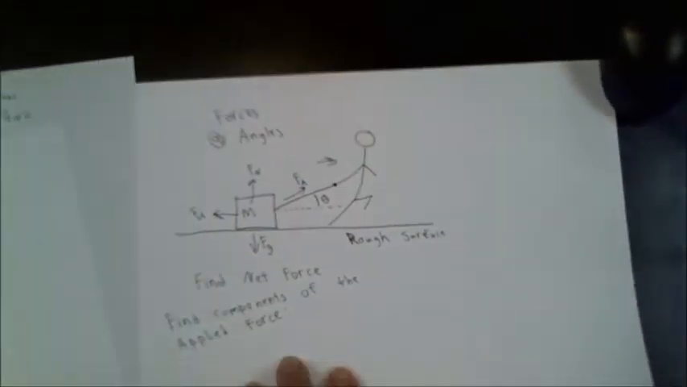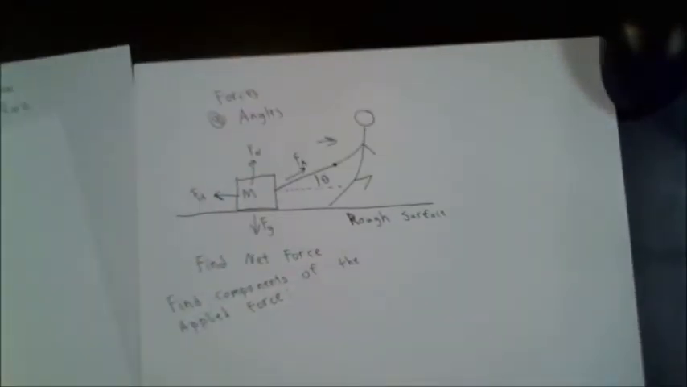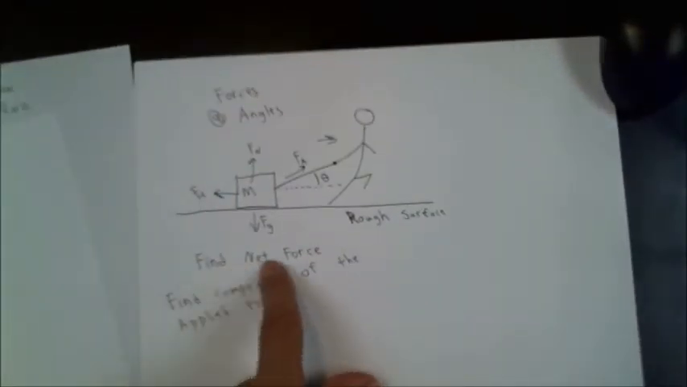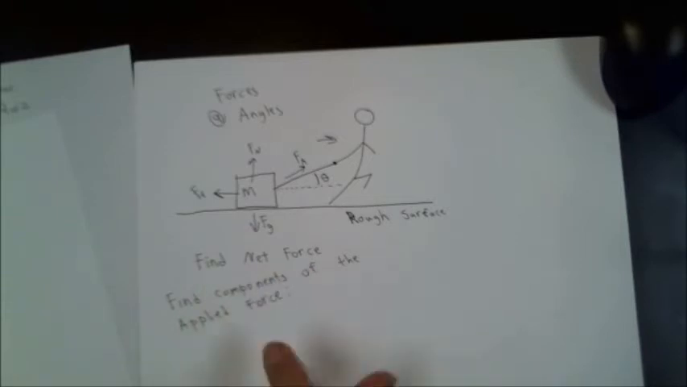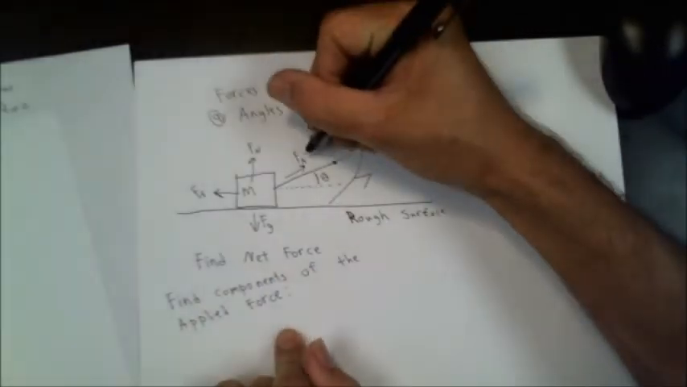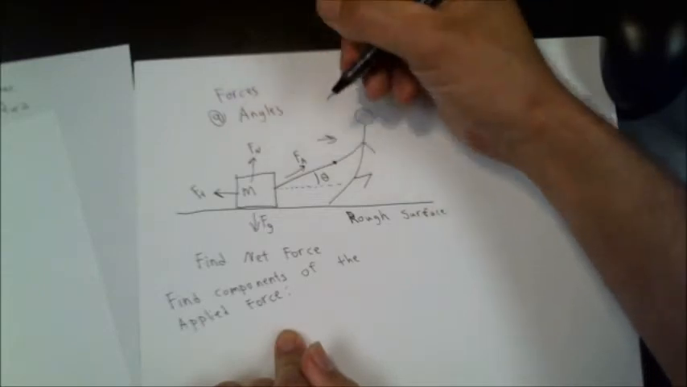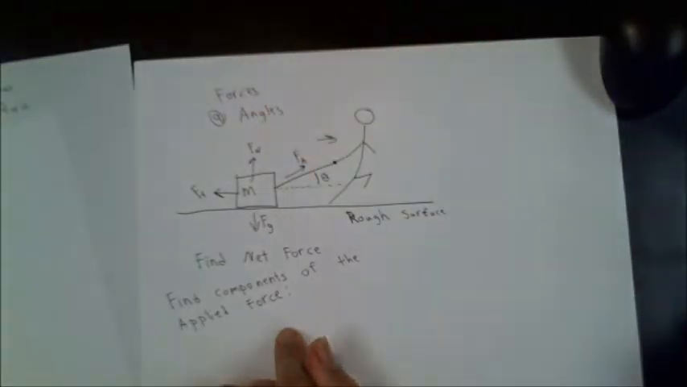First of all, let's say I just want to find first the components of the applied force. I need to do this before I can get the net forces. So to get the components, I've got to take this vector right here that's at an angle, and I have to find the force in the horizontal direction and the force in the y direction.